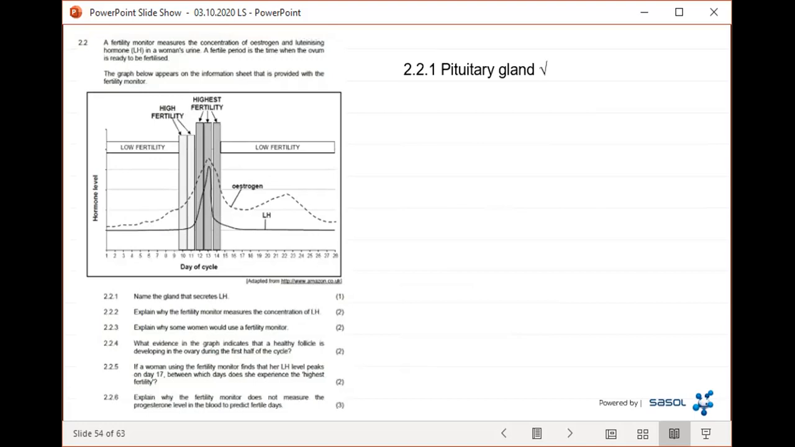Question 2.2.2: explain why the fertility monitor measures the concentration of LH.